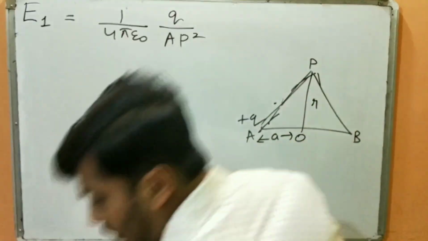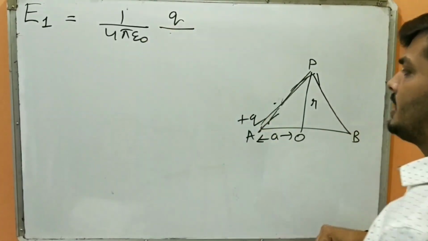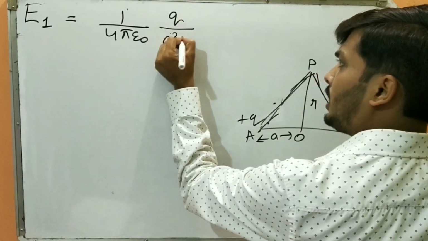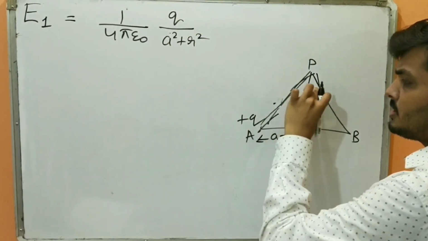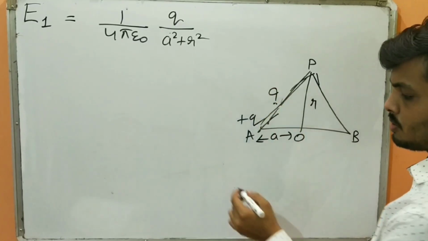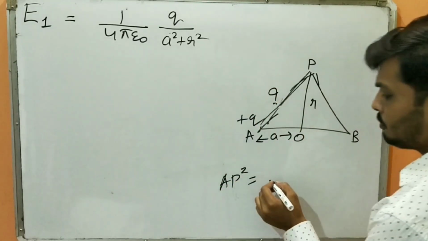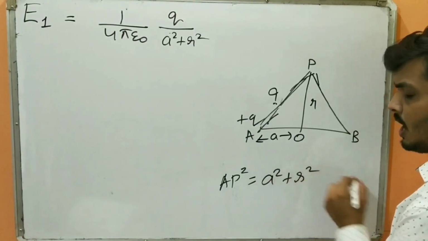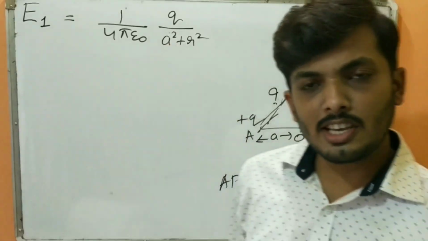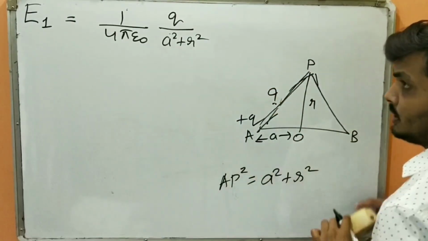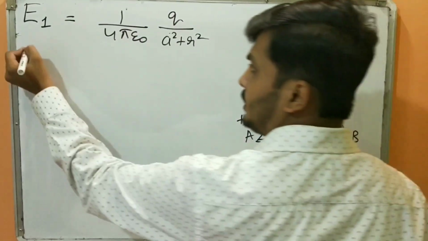Similarly, can I reduce this AP square and directly write it as a square plus r square by using Pythagoras theorem? If this distance is a and this is r, what will be this distance? AP square will be equal to the sum of the squares of the other two sides, a square plus r square, using Pythagoras theorem. So instead of writing AP square, shall I write directly as a square plus r square? Yes. Similarly, the electric field due to minus Q, which was E2.